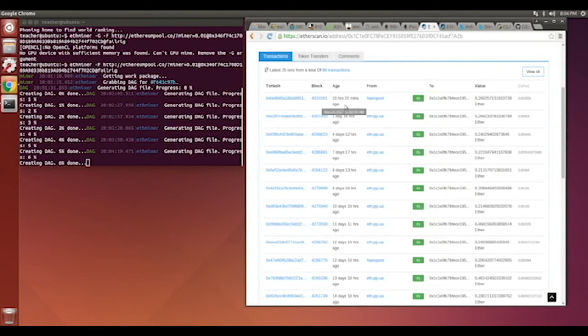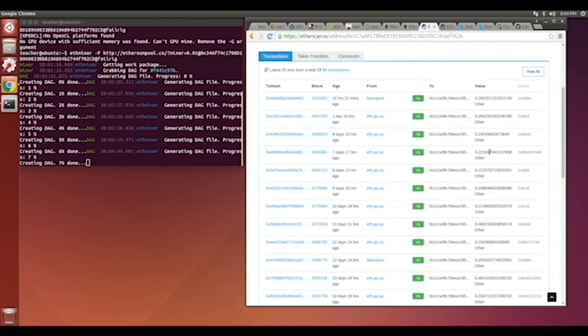You can see the last one was 15 hours ago, and before that was 1 day ago, 4 days, 7 days, 8 days, 9 days, 10 days. So they're cranking through and getting paid every day, and every time they get paid, it varies here. A good day is about half an Ether, which at today's exchange rate is about 150 bucks.